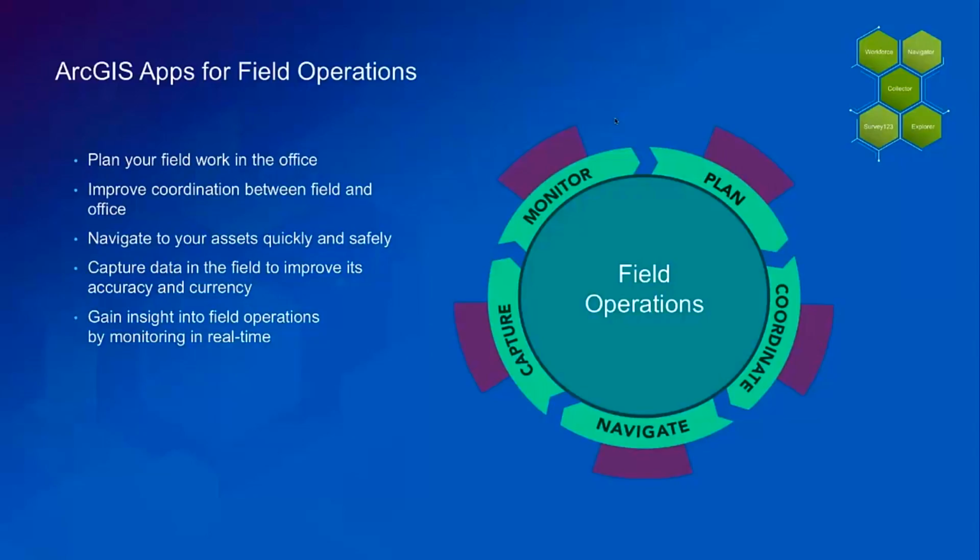A third aspect of the field operations are how you navigate to the work that you do, and be able to do that in a very efficient and safe manner. When you get to the location of that work, being able to capture data in the field using mobile devices and improving not only the accuracy and currency of your spatial data, but providing a more efficient means for capturing data that you do today with paper-based workflows.